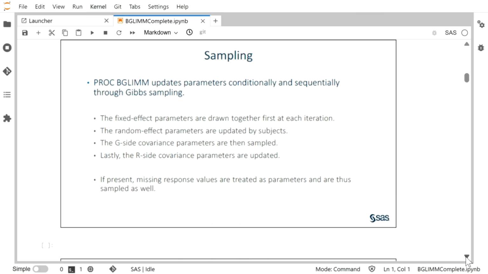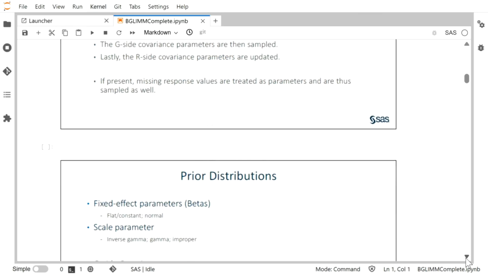I'll point out how you can tell if something happens where it has to go a little bit off script for that. But the order it goes through is it looks at your fixed effects first, then the random effects, then the G side parameters, and then the R side parameters. Oh, and by the way, missing data, anybody? If you have missing response values, those missing responses in the data set will be treated like parameters and sampled through a posterior viewpoint as well, meaning you will get a posterior interval, a credible interval, as Bayesian answers for those.